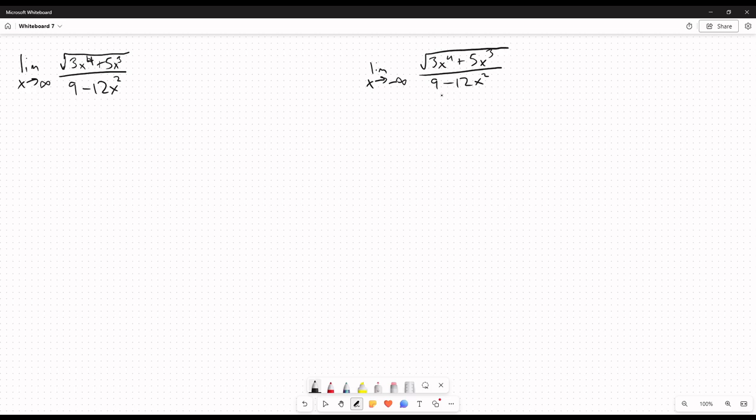Here, we're going to do two limits, going to infinity and negative infinity, of a function that has a square root in the numerator. So if we want to just get an idea of what's going on, look at the biggest term in the numerator and denominator and see what happens.